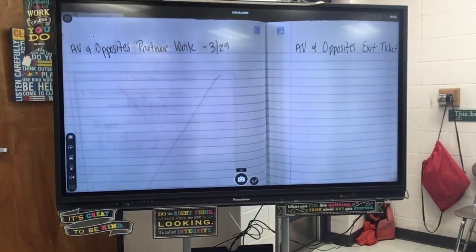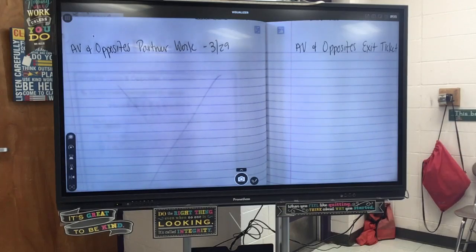Okay, so for the partner work, we are gonna go over a few parts of it, just because I want to make sure you guys have the right information down. And then the other parts, you are going to pick a partner and work with that person. Once you are done with this, you're gonna turn it to me, and then you are gonna get the exit ticket. The exit ticket is independent work. When you're done with the exit ticket, you're obviously going to turn that in.